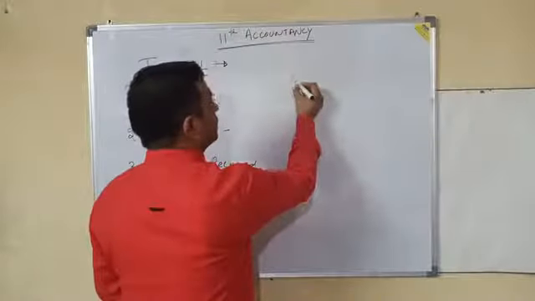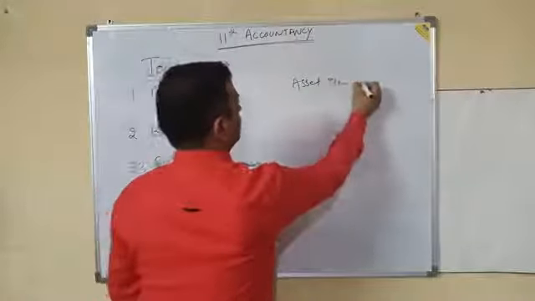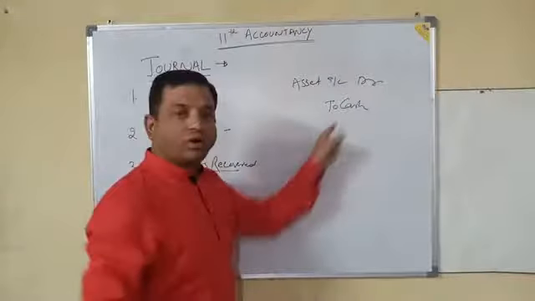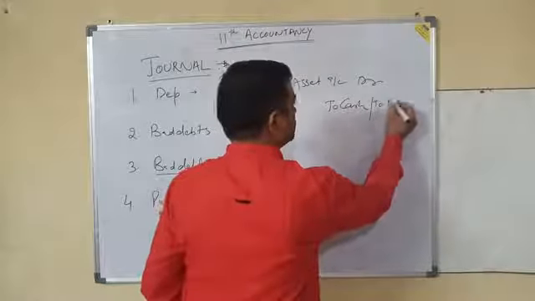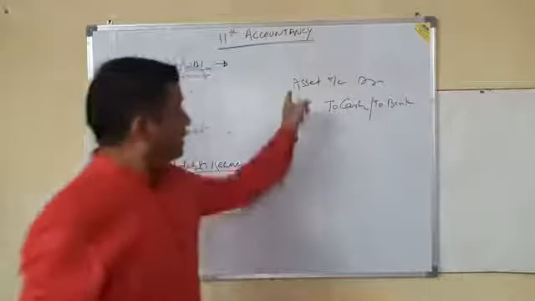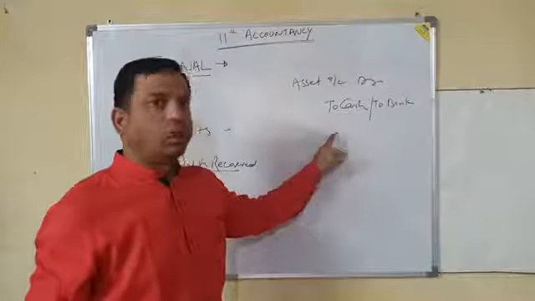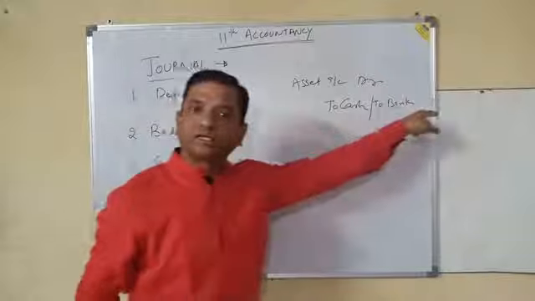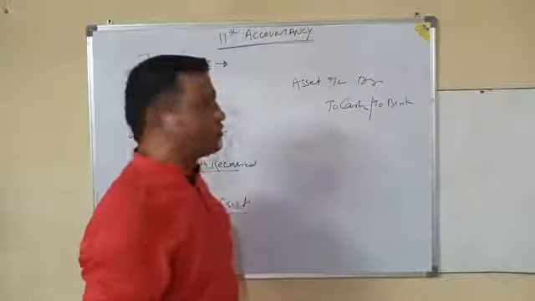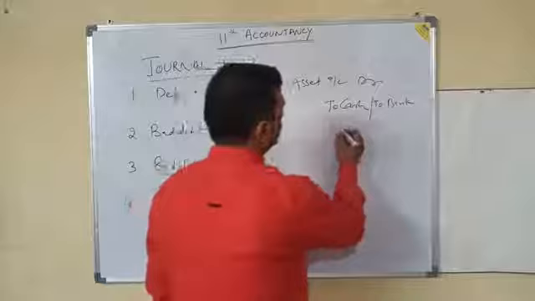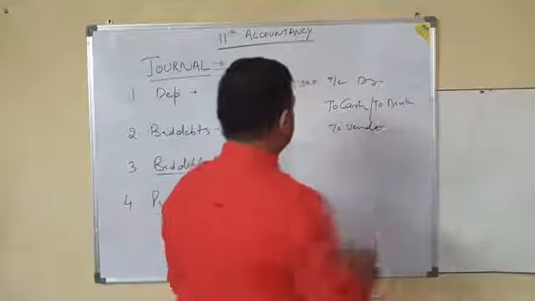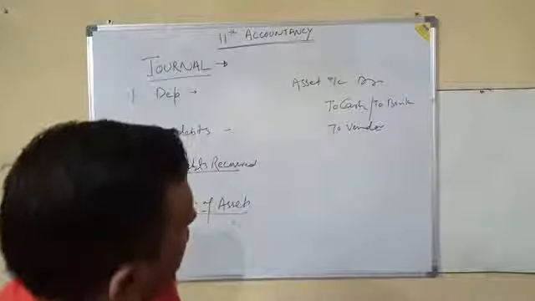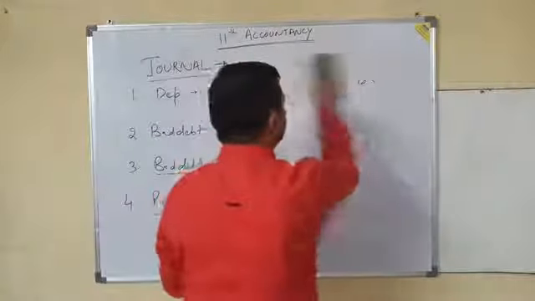Like asset account debit to cash if it is on cash, by check to bank. If this asset is purchased on credit, first of all asset account debited, then to the name of that person from whom you have purchased the asset. If you don't know the name of that person, then to vendor, because the person who sold the asset to you on credit is called the vendor. So this is the entry relating to assets.